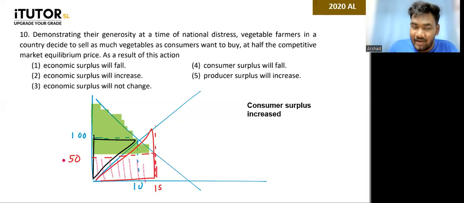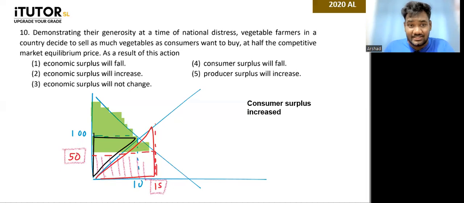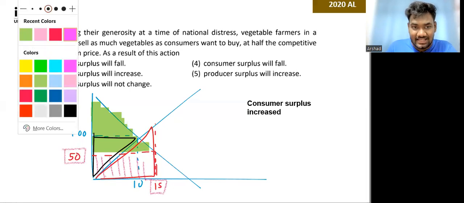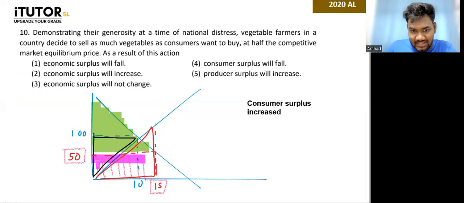The producer is the farmer. He's selling the 1 kilo at 50 rupees. People are buying 15. So this is what he actually gets, no? What he actually gets, I'll highlight in pink here. This is what he actually gets. Is that part clear, guys? He actually gets this part, 15 into 50.